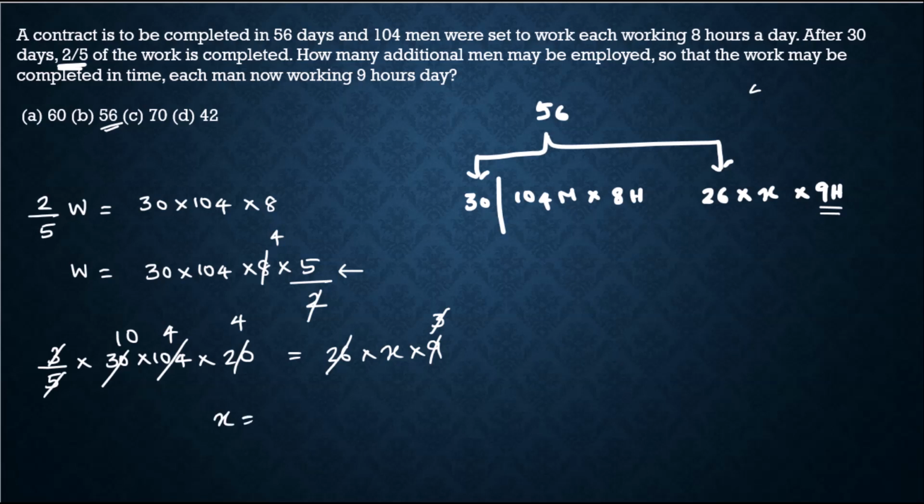Fine. So X is equal to 10 into 4, 40. 40 into 4, 160. Sorry, not 160 days, 160 men. Sorry, I have made a mistake. X is the number of men, so 160 men. So already we have 104 men. Additionally, we need to take 56 men to finish up this particular work in 56 days.